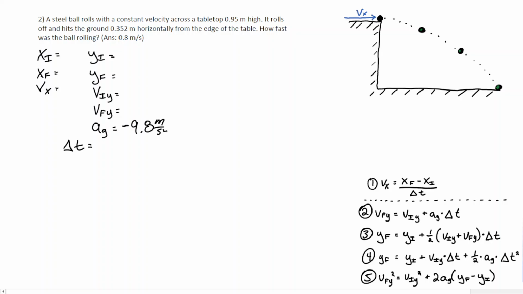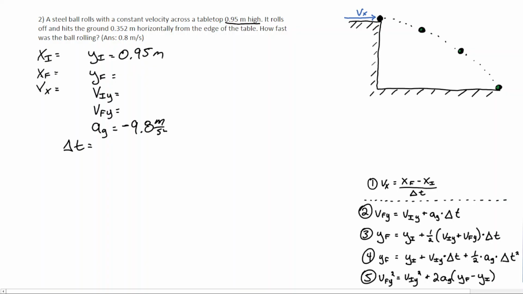We already know that. And once again, it says the steel ball rolls with a constant velocity across the top. So being that it's rolling over here, it's going to roll off the table at a certain velocity, at a constant velocity. It doesn't tell us what the constant velocity is, but it does tell us how high the table is. What quantity would that be? That would be our initial height of the object.